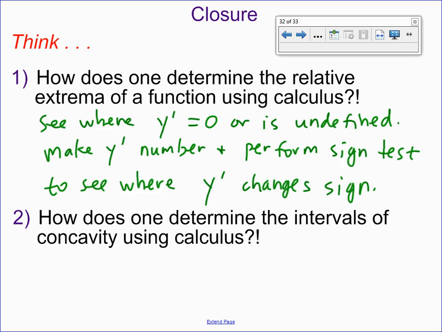How does one determine the intervals of concavity using calculus? So what do we do for intervals of concavity? Courtney? It's like the sign of the y double prime. Absolutely. And so we basically do the same thing, right? We basically do the same thing.